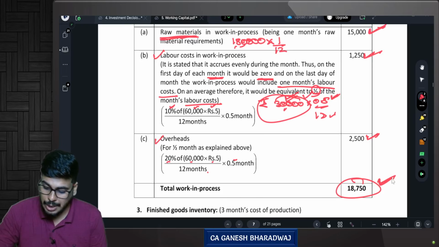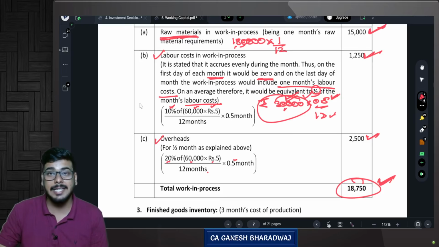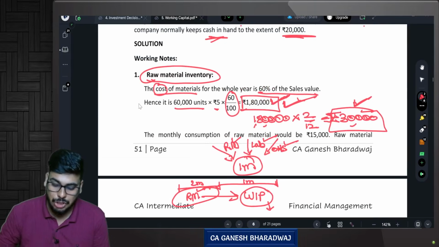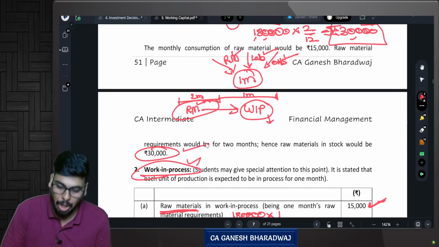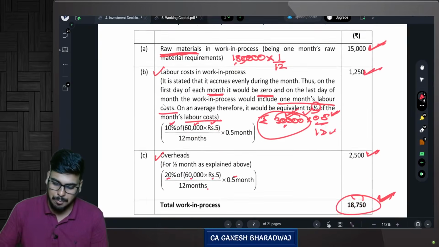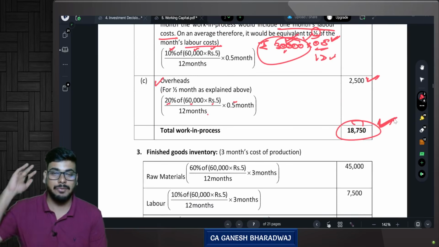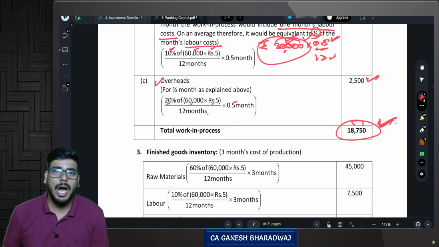The amount that needs to be blocked in your WIP is 18,750. Clear with this, guys? So in raw material, what is the amount that gets blocked? 30,000 rupees needs to be blocked in your raw material. How much amount gets blocked in your WIP? 18,750 gets blocked in your WIP. Now, how about finished goods?